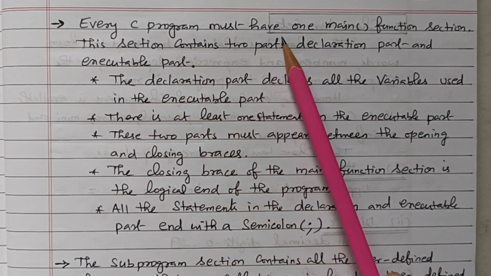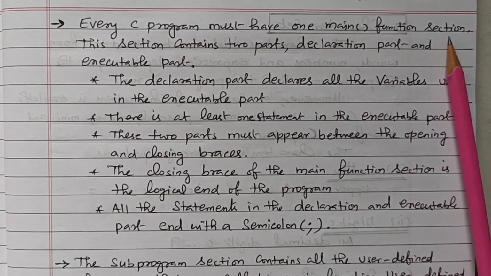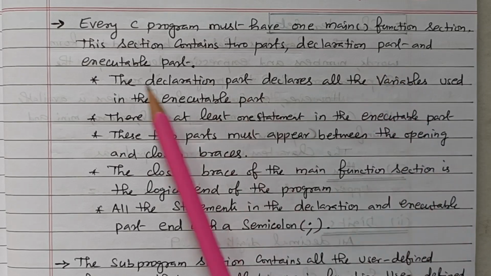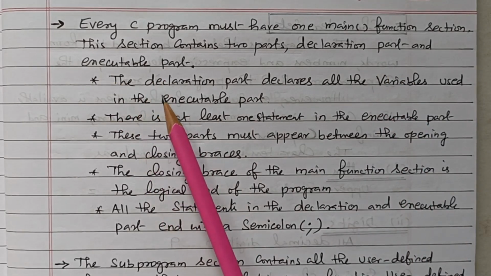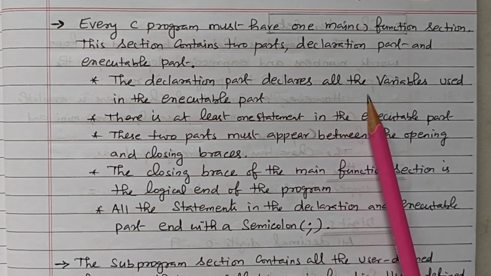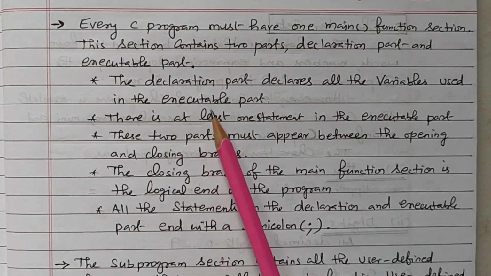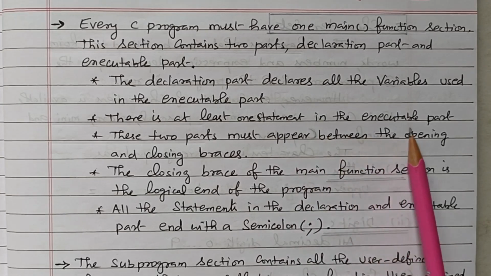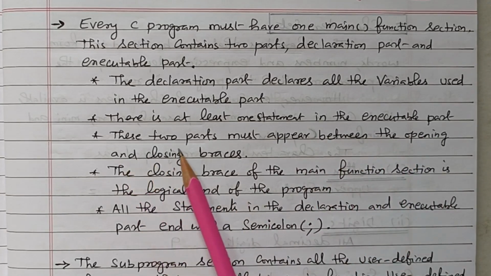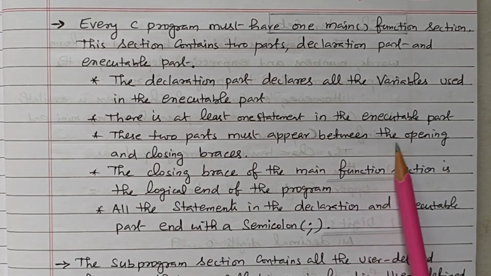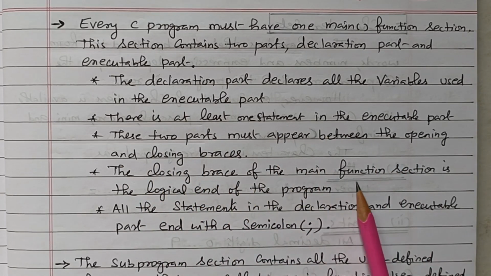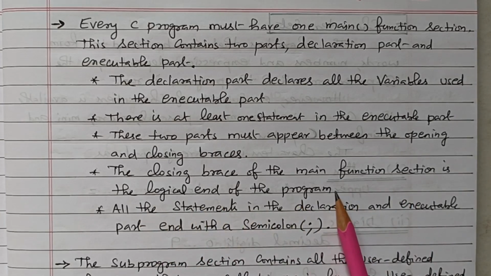Every C program must have one main function section. This section contains two parts, declaration part and executable part. The declaration part declares all the variables used in the executable part. There is at least one statement in the executable part. These two parts must appear between the opening and closing braces. The closing brace of the main function section is the logical end of the program. That indicates the end of the program.